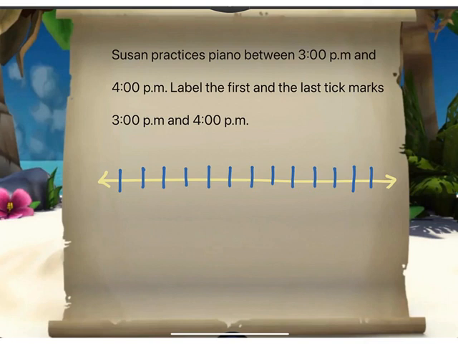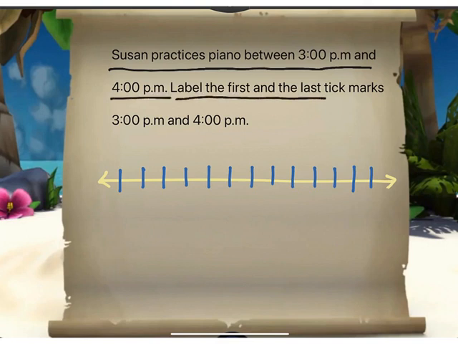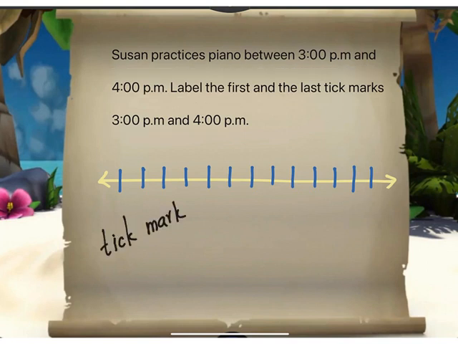Okay, let's move on to the next question. Susan practices piano between 3 p.m. and 4 p.m. Label the first and the last tick marks 3 p.m. and 4 p.m. I will tell you what a tick mark is. Can you see the vertical blue lines? These are all tick marks, till the end.